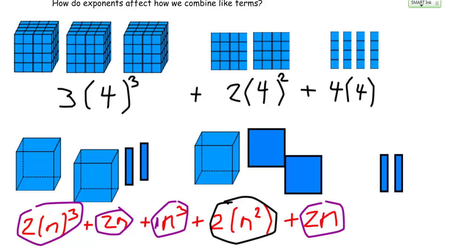All right, hopefully you understand exponents a little bit better, and you can see why we can't combine a squared with a cubed. Hope you found this helpful.